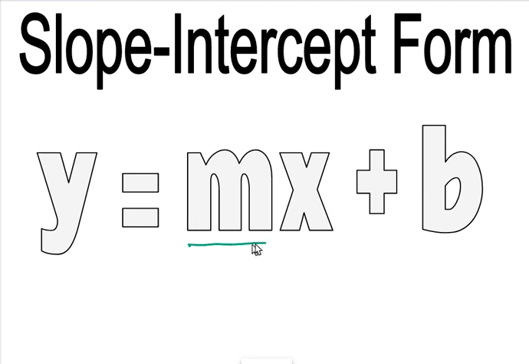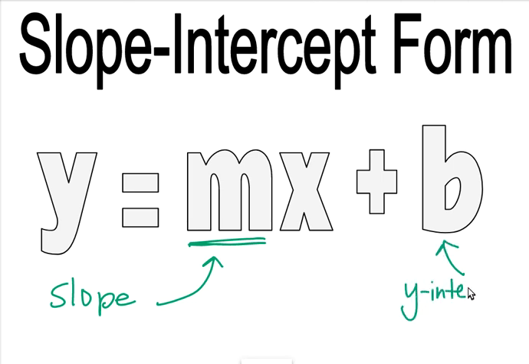The m is our slope, and the b is the y-intercept. Okay. The b is where we begin when we're graphing. M is how we move. So our y-intercept is where everything begins, and our slope shows us how the line moves.